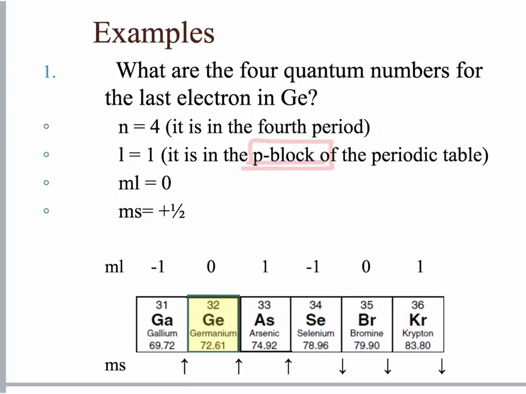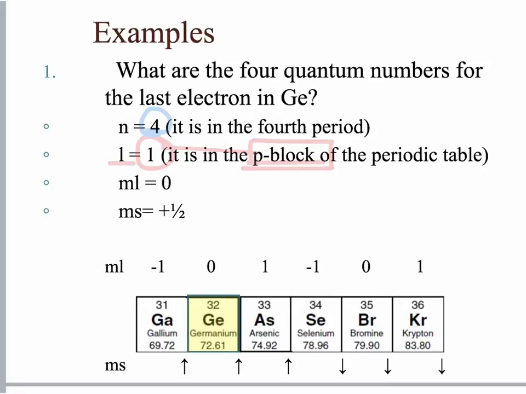So P block, remember, is number 1. So that gives me my L quantum number. The second place I like to go is the N. Because I'm in the P block, I simply use the period number. So the period number, remember the numbers on the left-hand side of the periodic table, the period number is 4, which gives me an N value of 4.